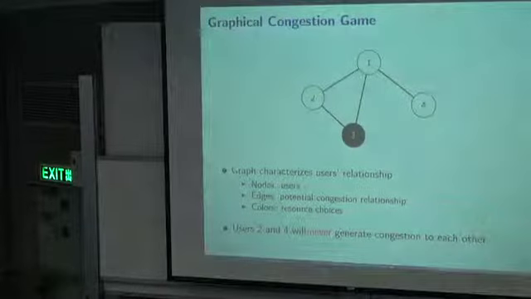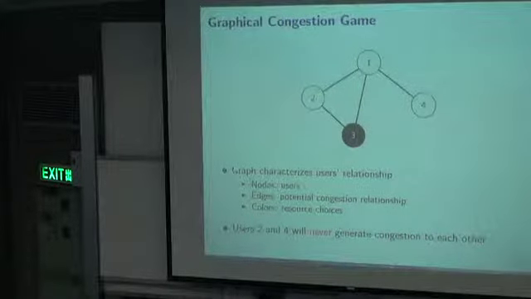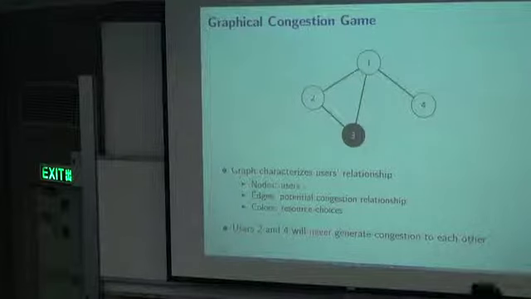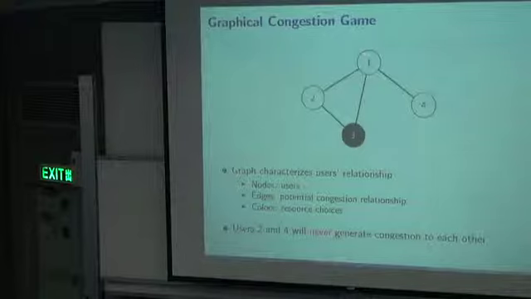Now, what is a graphical congestion model? In a graphical congestion model, it's still a congestion model in the sense that the focus is still on how users' interaction will affect each other and cause congestion. The key difference is that we are looking at a graph structure. Here is a very simple example of a graph. The nodes in this graph represent users, players, drivers, and edges represent the potential congestion relationship.